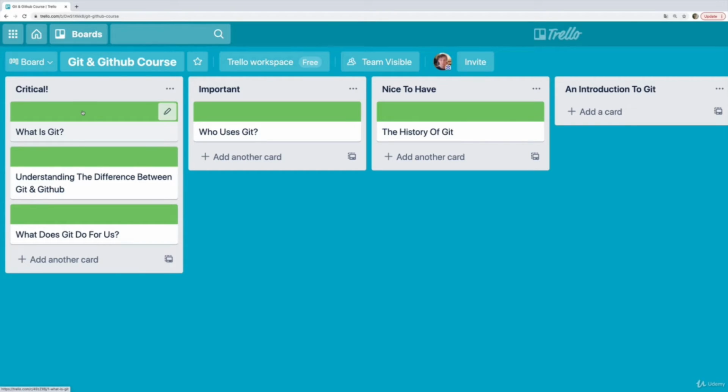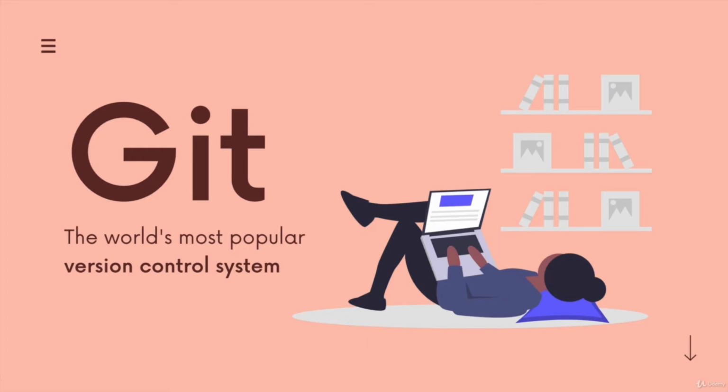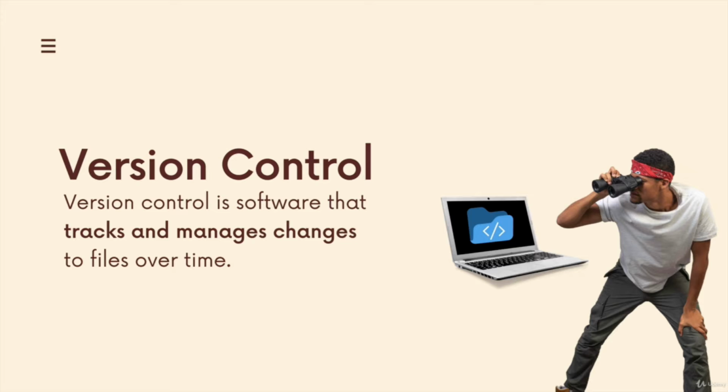Okay, let's go. So let's begin with a very important question. What exactly is Git? Git is what's known as a version control system, sometimes abbreviated as VCS. Not only is it a VCS, it's actually the world's most popular version control system. So what exactly is a version control system? It doesn't sound all that glamorous.